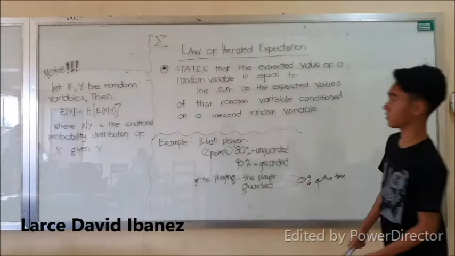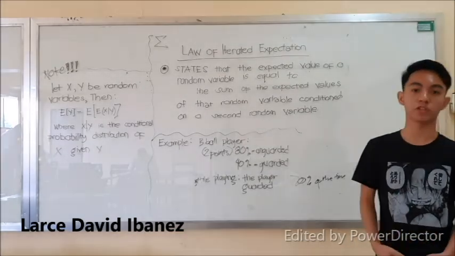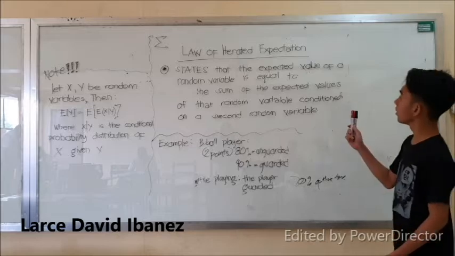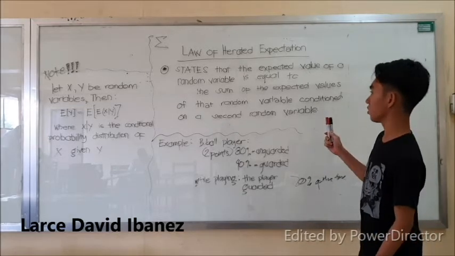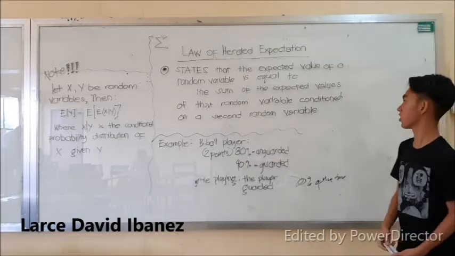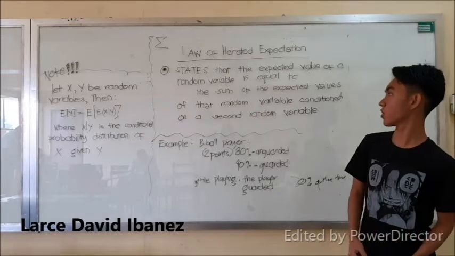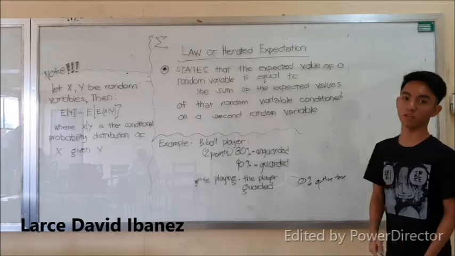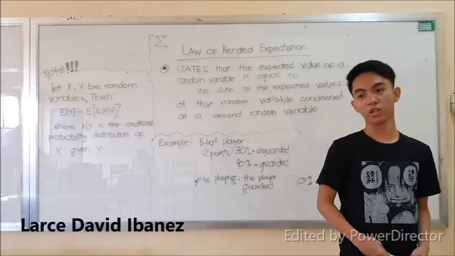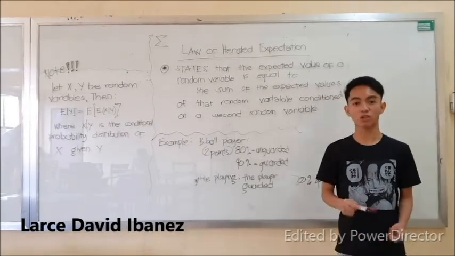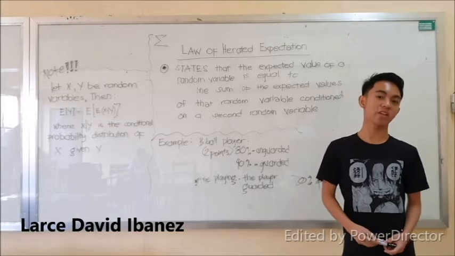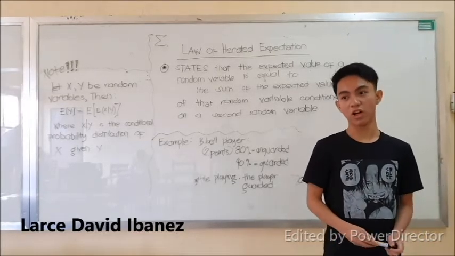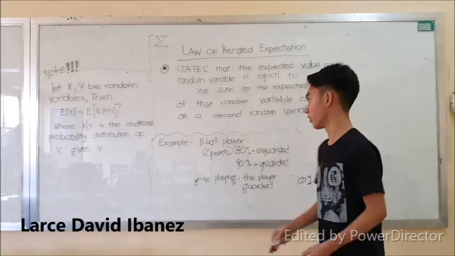Another branch of statistics is the law of iterated expectation. The law of iterated expectation states that the expected value of a random variable is equal to the sum of the expected values of that random variable conditioned on another random variable. In other words, the expected outcome of an event can be calculated using casework on the outcomes of the event it depends on.